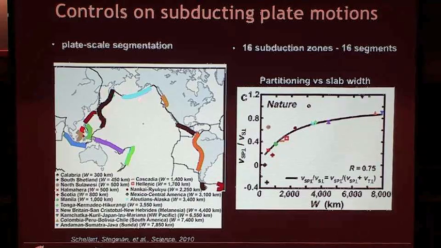So this is based on what, tomography? It's based on tomography essentially, but I mean, this is a first order. It needs more detailed study to really interrogate if these are the exact segments that we have.